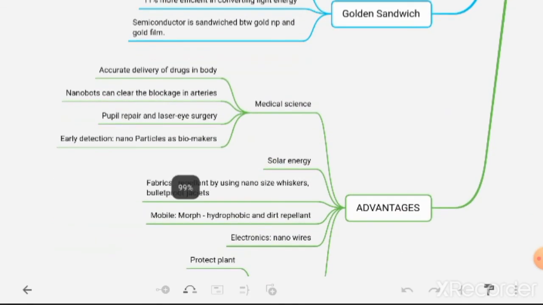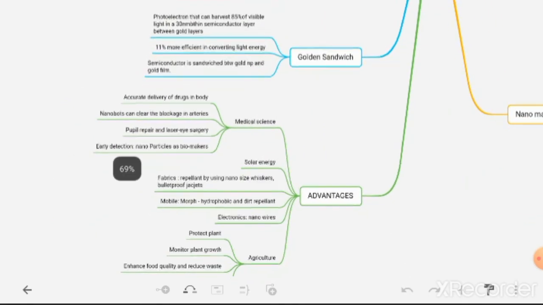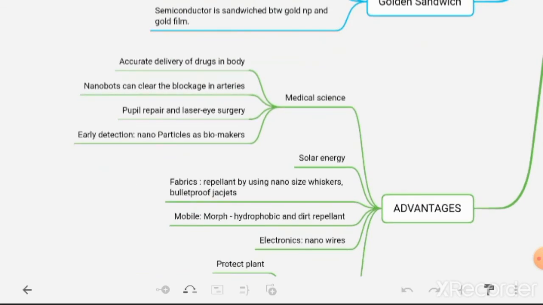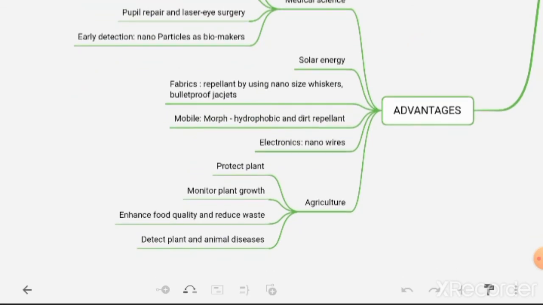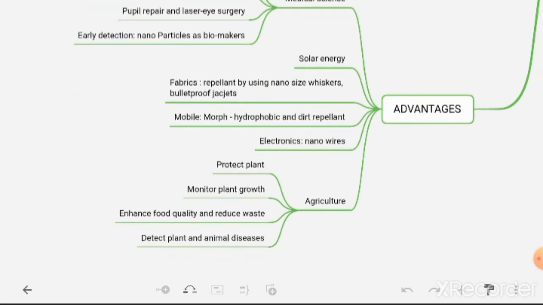Then the other advantages of using nanotechnology. In medical science, we have learned accurate delivery of drugs in the body. Nanobots can clear the blockage of arteries, repair pupils, assist laser eye surgery, and help early detection. Nanoparticles act as biomarkers because they are small in size, so they can reach anywhere and detect anything possible. In solar energy, we have learned about the golden sandwich and how quantum dots increase the power of semiconductors at the nano size. Fabrics of small size can repel. In mobiles and electronics, nanowires can be used.